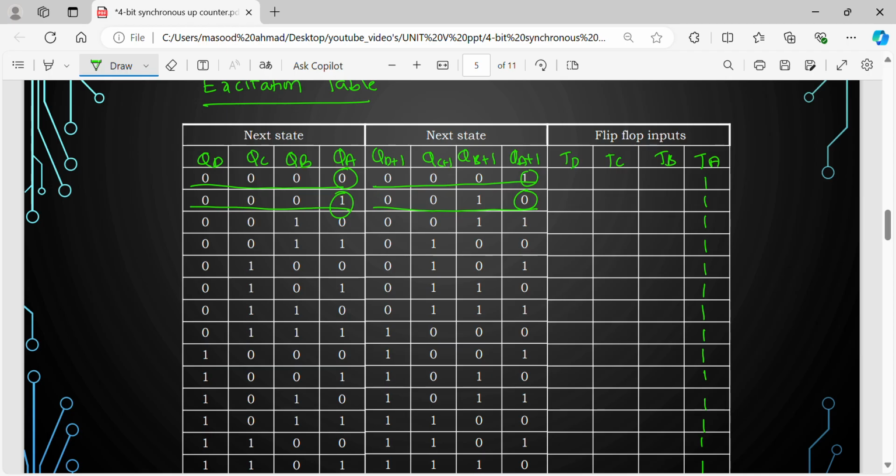If you look at QB and QB plus 1, these two are zeros. This is 0, 1. Okay, for 0, 0 it is 0. For 0 and 1 it is 1. Right? As we know, Qn plus 1 for T: 0, 0 is 0. 0, 1 is 1. 1, 0 is 1. 1, 1 is 0. Excitation table for a T flip flop.